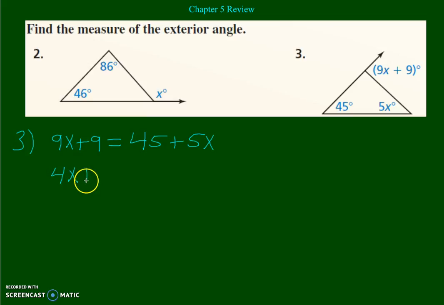Now, we'll subtract 5x from both sides. 4x plus 9 equals 45. We'll subtract 9 from both sides. 4x equals 36. And divide by 4. X equals 9. And now on to problem 4.